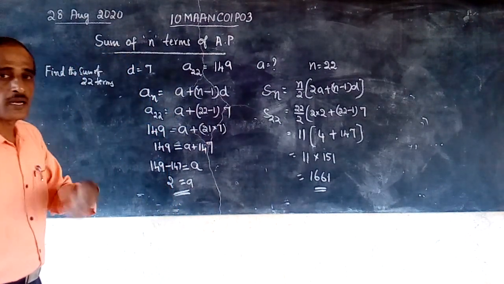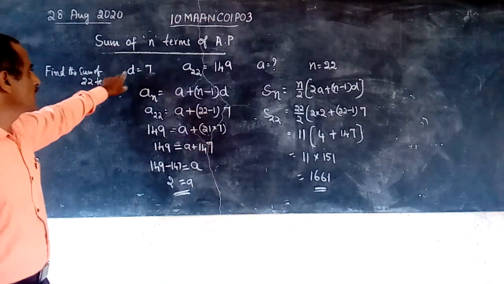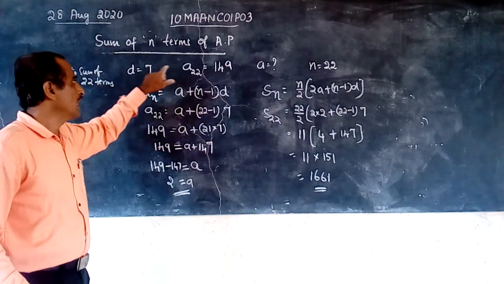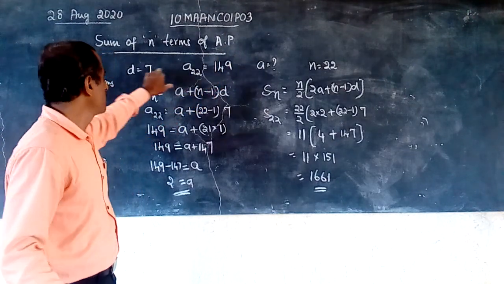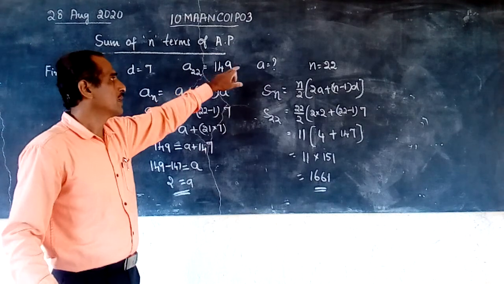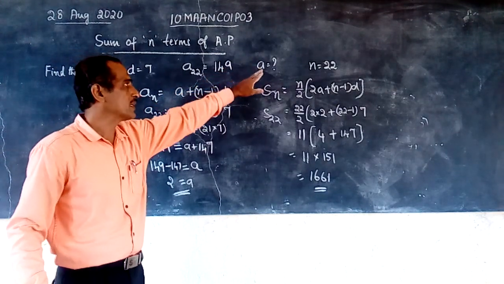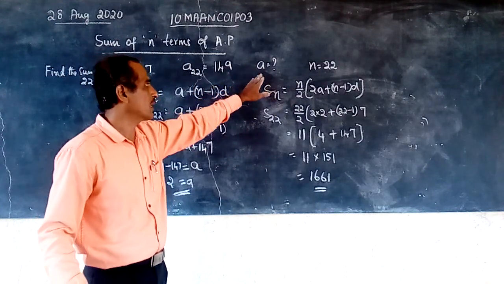So again, read the question: find the sum of 22 terms if d is equal to 7 and a22 is equal to 149. This is the question. To find the sum, you have to find a. A is not given, so you have to calculate it.